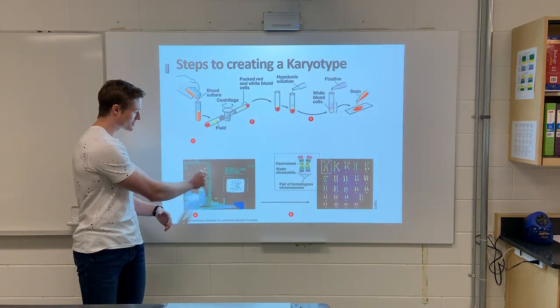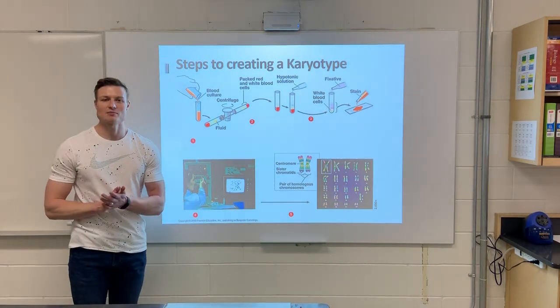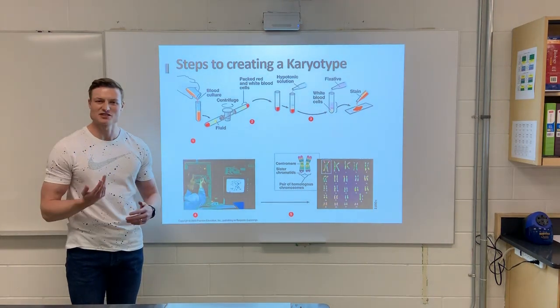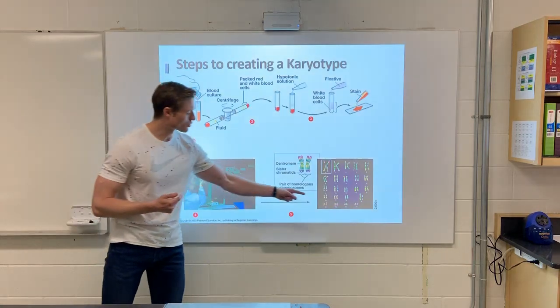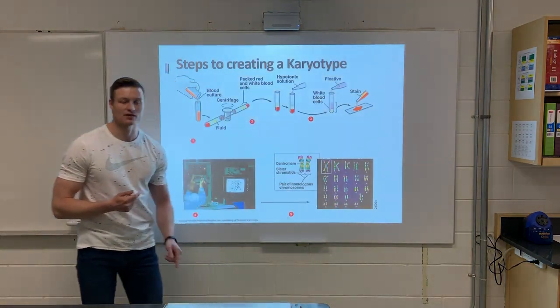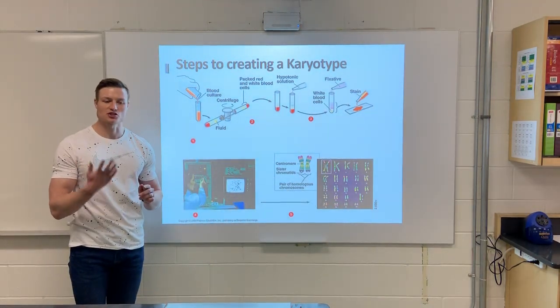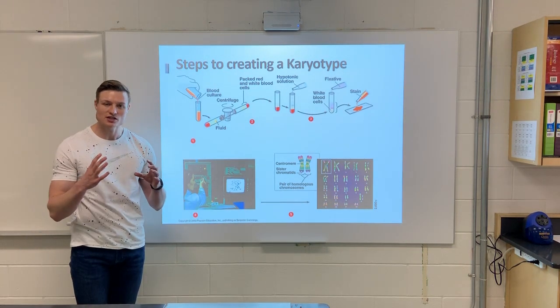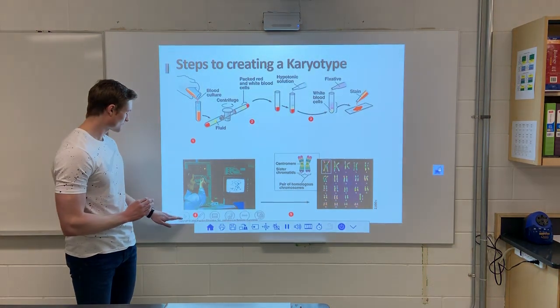So you're going to see the condensed chromosomes, and then what's going to happen is you're going to get a picture of these chromosomes, maybe add some stains so they're easier to see, and then we'll arrange them once again into their pairings. And you'll match them up based on shape, size, location, orientation, things like that.